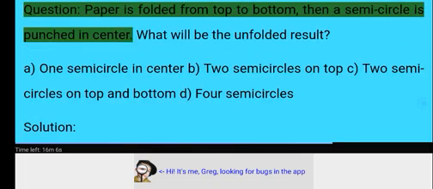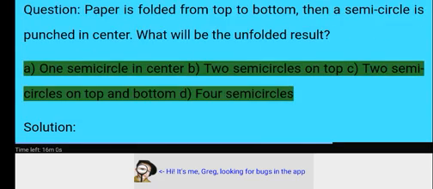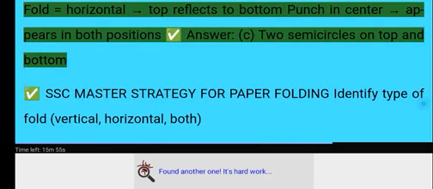4. SSC CGL 2020 Tier 1. Question: Paper is folded from top to bottom, then a semicircle is punched in the center. What will be the unfolded result? A, 1 semicircle in center. B, 2 semicircles on top. C, 2 semicircles on top and bottom. D, 4 semicircles. Solution: fold is horizontal, top reflects to bottom, punch in center appears in both positions. Answer: C, 2 semicircles on top and bottom.